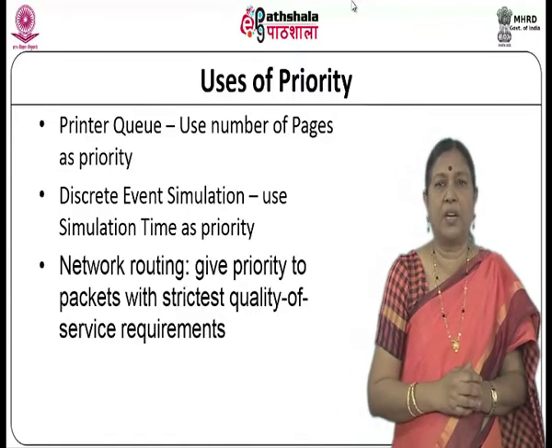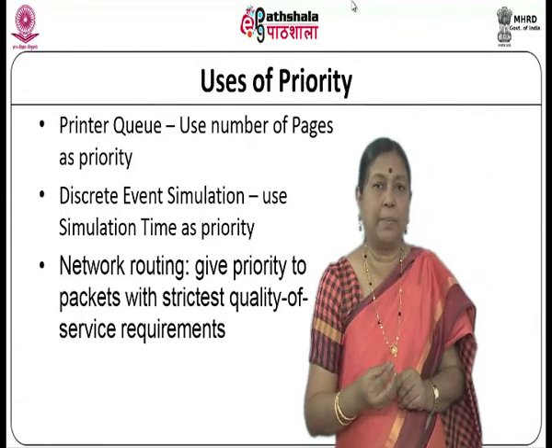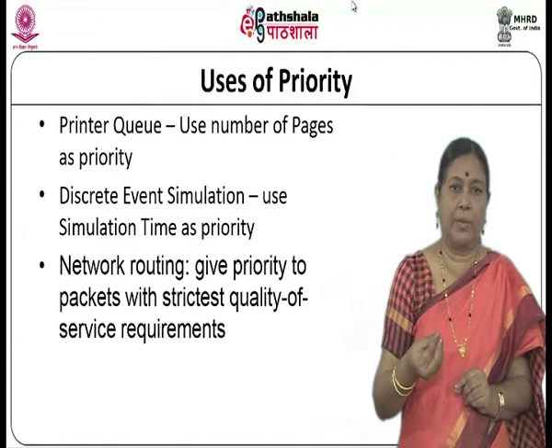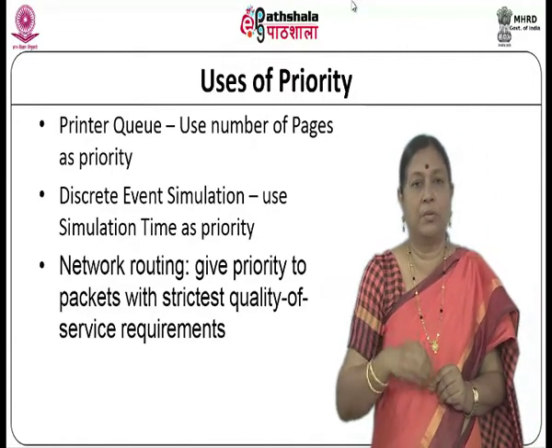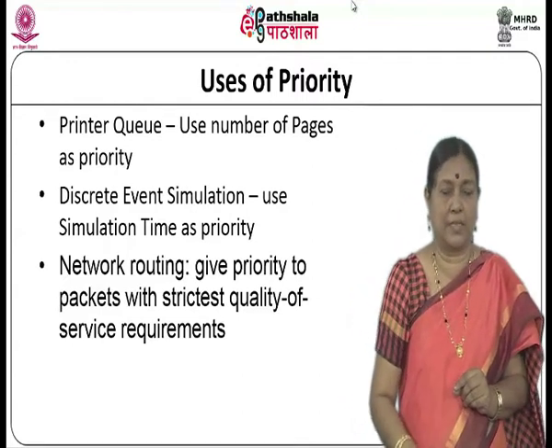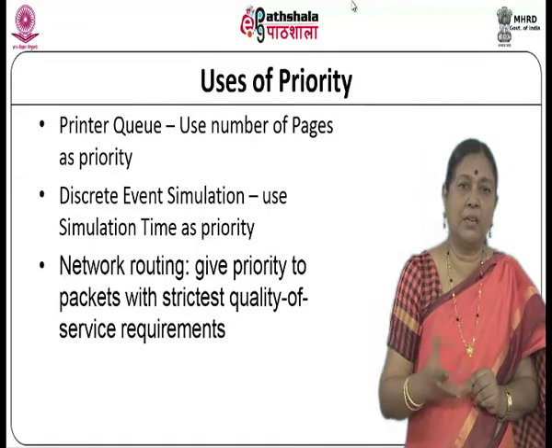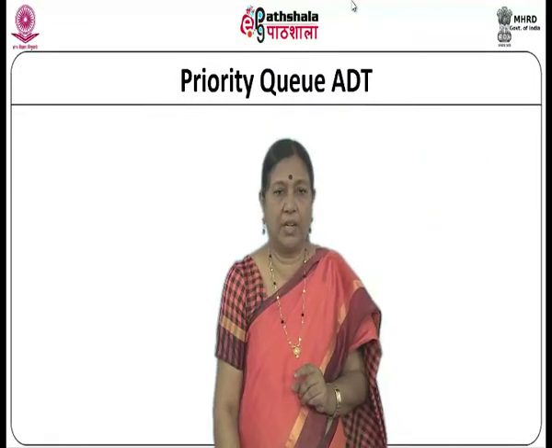Network routing gives priority to packets with the strictest quality of service requirements. There are some packets for which the service requirement is very stringent. In those cases, you service those packets first before servicing other packets. So, you cannot base it on the time of arrival. Okay. So, this is the priority queue ADT.